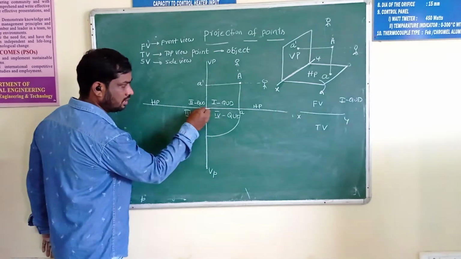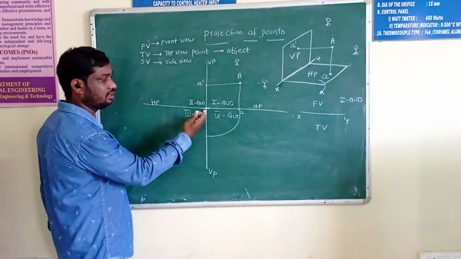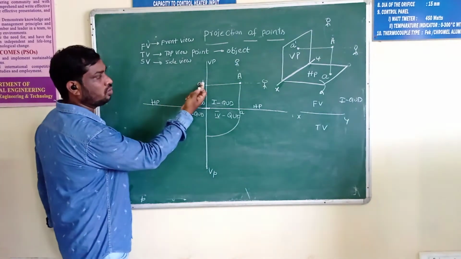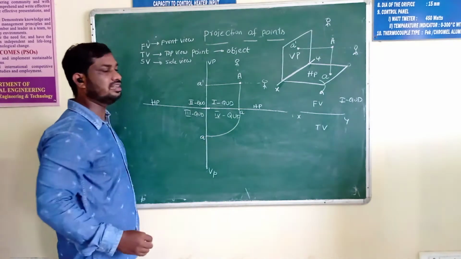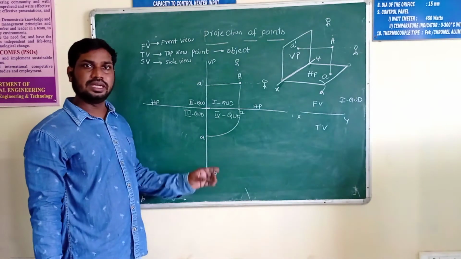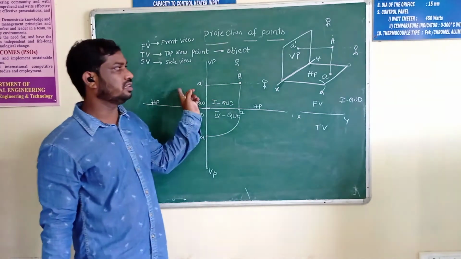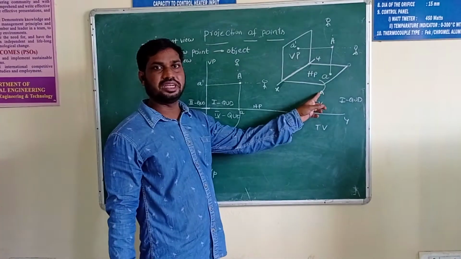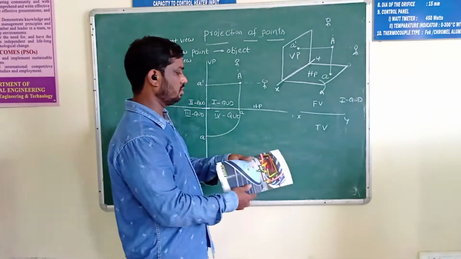This is the XY line, I am taking with reference to this small line. So the front view is above the XY line, and the top view is below the XY line. This condition always applies on all the quadrants. What is the condition? The horizontal plane rotates clockwise by 90 degrees. Suppose I am taking like this.